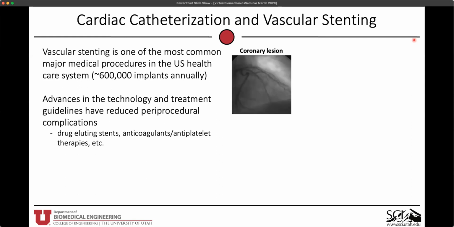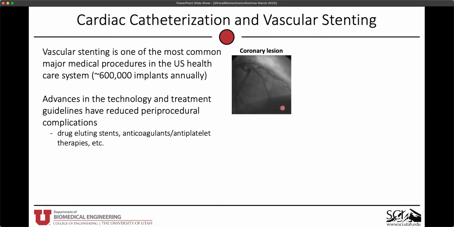So vascular stenting, this is actually one of the most common medical procedures in the US healthcare system. It happens about 600,000 times annually. And it involves essentially the placement of a scaffold that props open a diseased vessel.